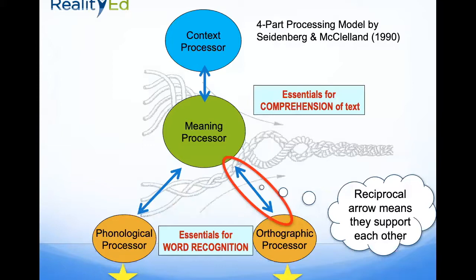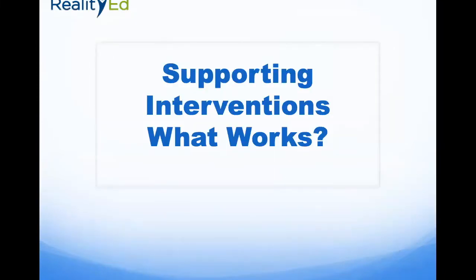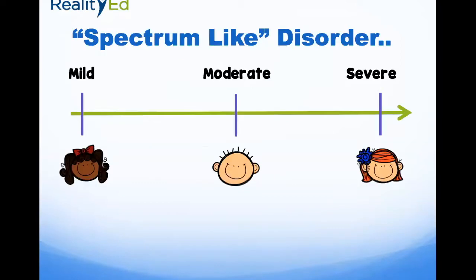And that's why, as I mentioned, those early screeners will be looking for things that the student may struggle with as early as kindergarten in those orange circles. Oftentimes, those are in the form of phonemic awareness assessments and letter naming assessments. So, as far as interventions, what works for dyslexic students?